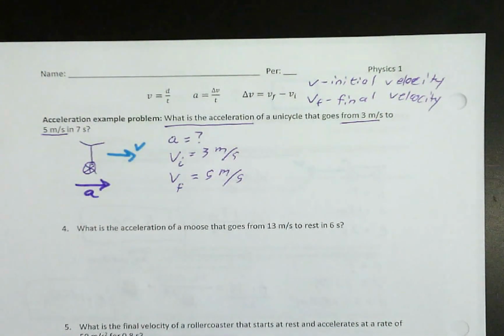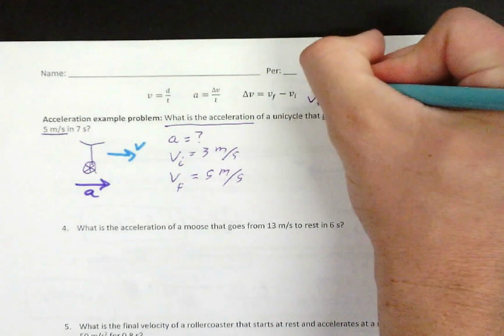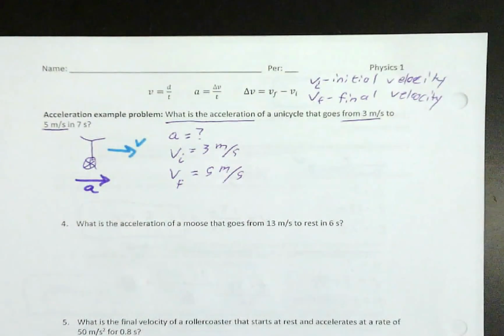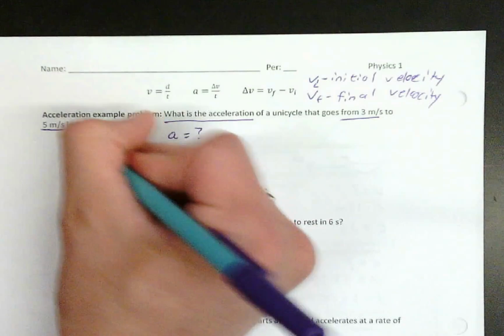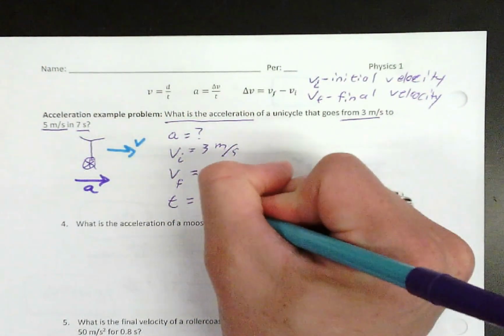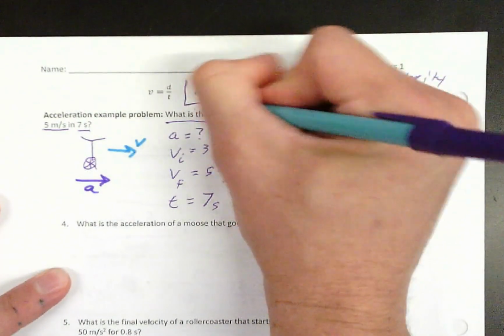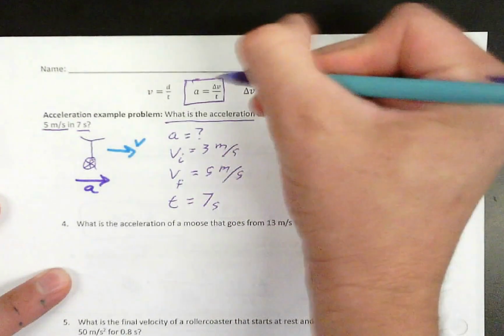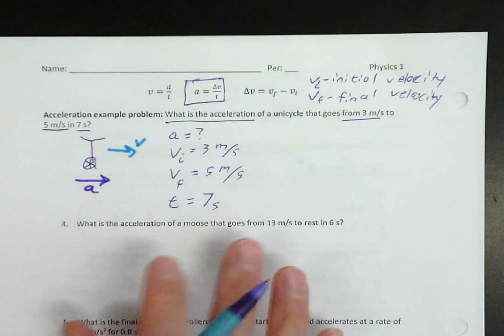Okay, so VI is what you start at. VF is what you end at. And that goes in 7 seconds, so that would be my T. Okay? Here's my equation. A equals delta V over T. We're using that for acceleration.